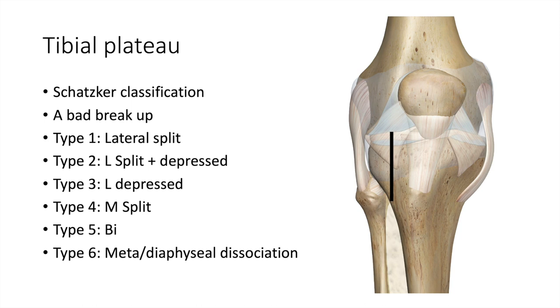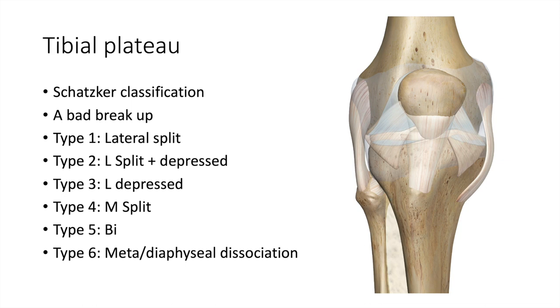And then right after you guys break up, you're going to be depressed, right? So type 2 is lateral split plus depression of the lateral tibial plateau. And then after you split, you're just depressed. So type 3 is lateral depression of the tibial plateau. And then type 4 keeps going. Type 4 is a medial tibial plateau split. And then type 5 is bicondylar tibial plateau fracture.